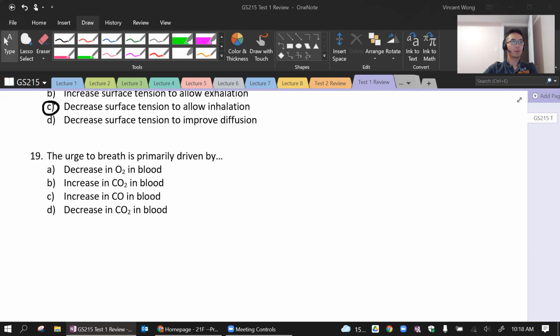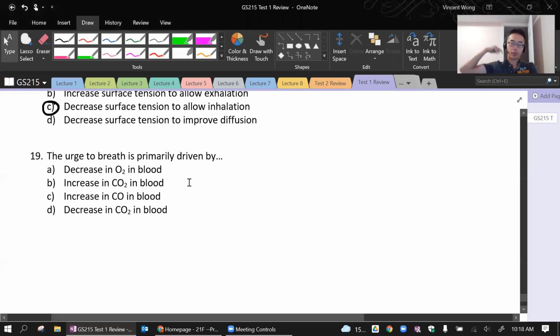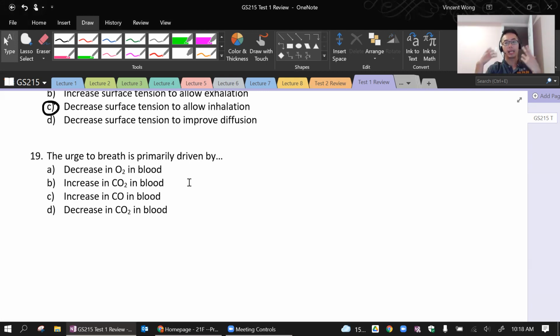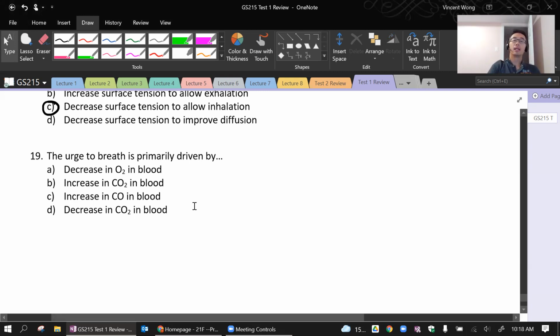Okay, so overwhelmingly B, it is the increase in carbon dioxide that triggers the breathing center in the medulla oblongata, right? The brainstem right here, and that initiates breathing. And that's it. That's it for the review.